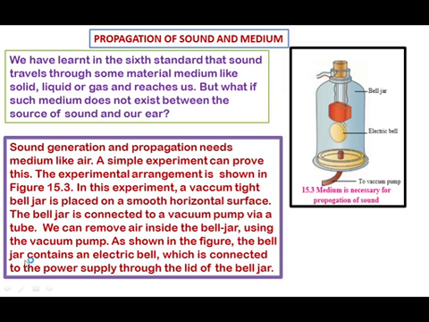The bell jar contains an electric bell which is connected to the power supply through the lead of the bell jar. This is a picture of a bell jar, and here is a lead. Here is the electric bell. And this pipe is connected to the vacuum pump.